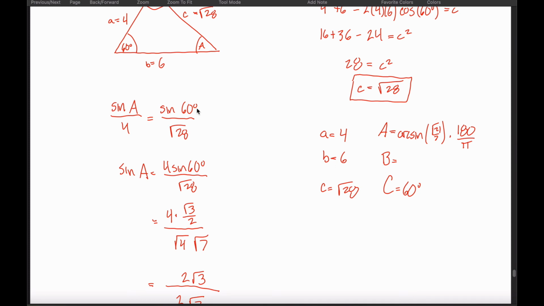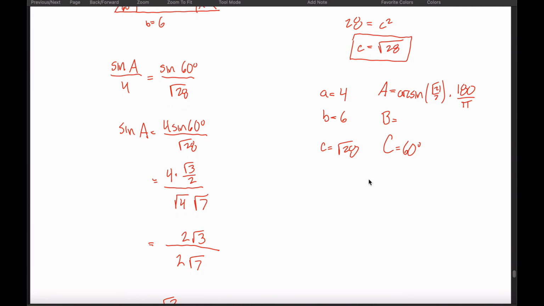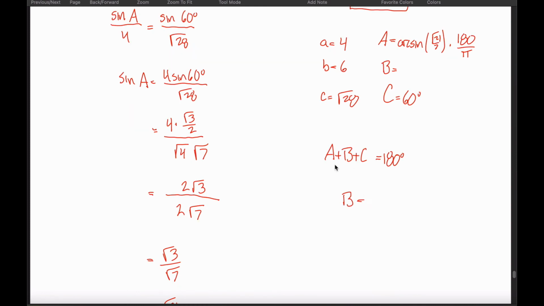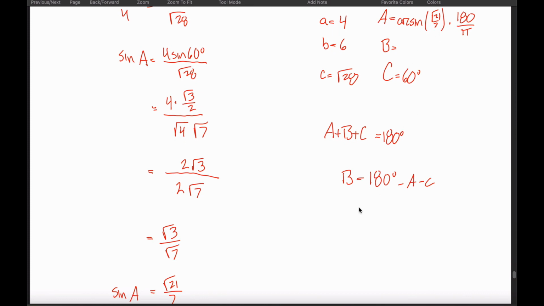Another option would be to use the law of sines, much like you did here, to figure out capital B. A third option, which is probably the easiest option, is to recognize that the sum of the interior angles in any triangle has to be 180 degrees. So capital A plus capital B plus capital C must equal 180 degrees. So if I want capital B and I already know capital A and capital C, I could say capital B is 180 minus A minus C. C is 60 degrees and A is this mess. So I could say capital B is 120 degrees, the 180 minus the 60, minus this mess, the arcsine of the square root of 21 over 7 times 180 over pi.